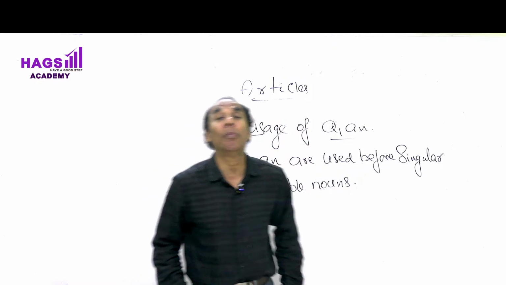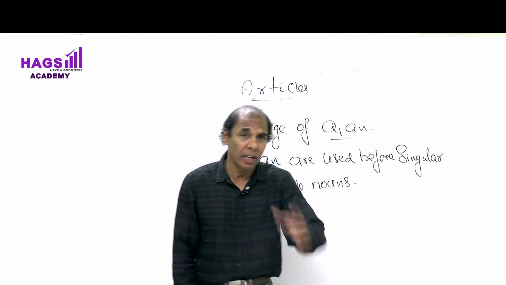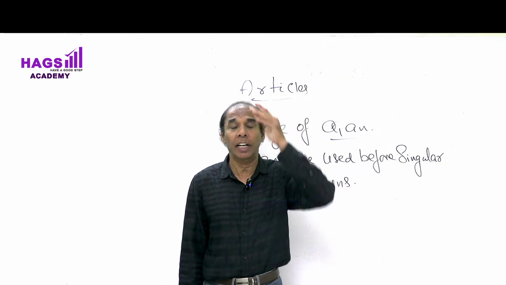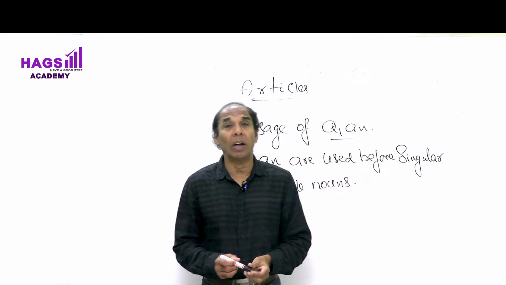Nouns are of so many kinds. At the time of parts of speech, I'll explain. Don't worry. Here I am explaining in brief. Nouns are mainly of two kinds: countable nouns and uncountable nouns. What are countable nouns?